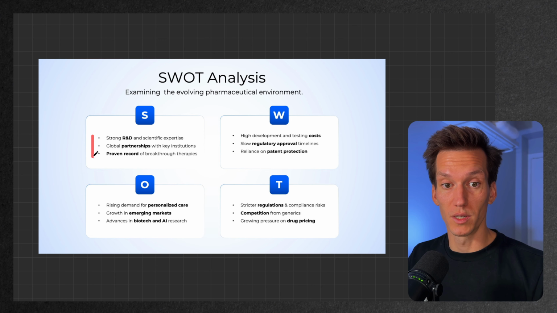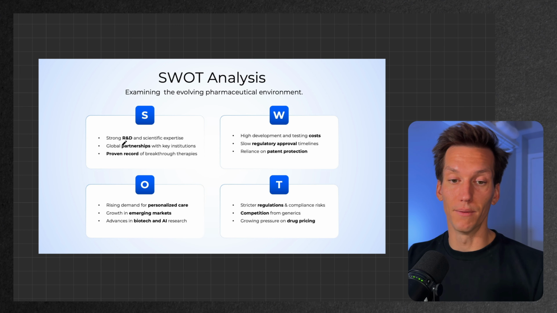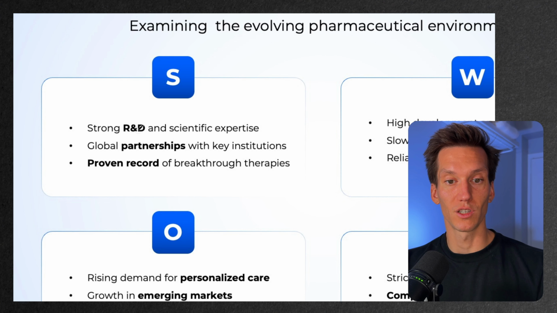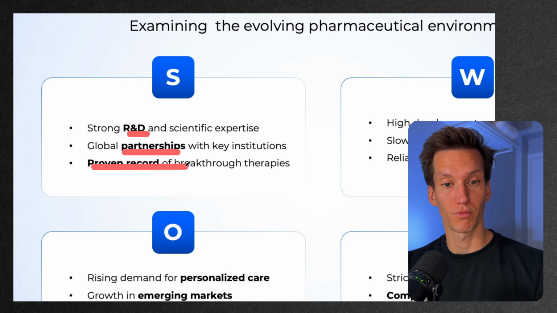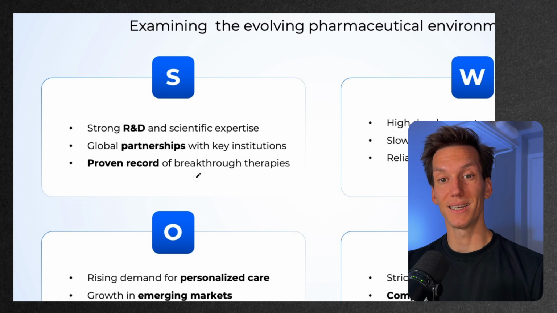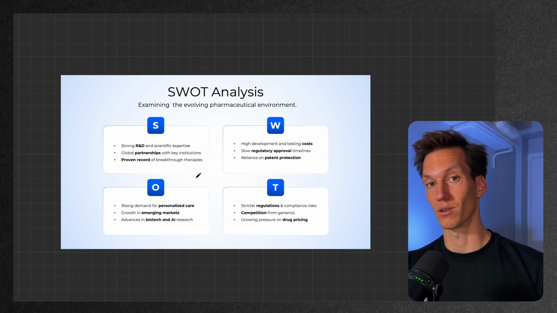And then we just use simple text bullet points in those 4 with the same layout in the same style. And then we highlight the most important points. So we see strong R&D and scientific expertise. So the R&D, partnerships, proven record, just this makes it easiest for our audience to process all the information.